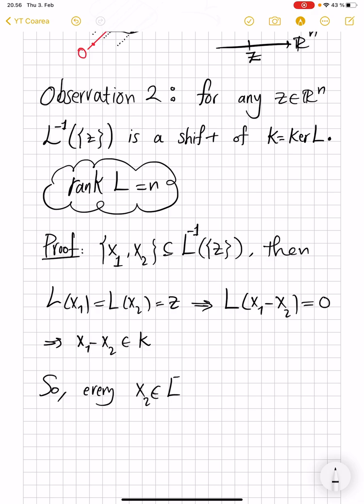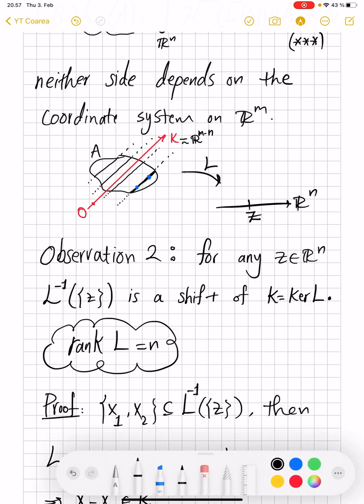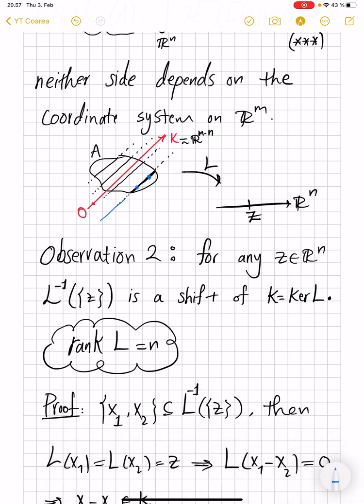So every x2 in the preimage is x1 plus y for some y in the kernel. So if you shift the kernel by the vector x1, you get the preimage on top of z. So x1 is just any point on the preimage. And in my picture, this blue part is x1 plus the whole space K. So as z changes, either you remain on the same fiber or you get shifted to another parallel copy of K. So that's the picture that you should have in your mind.